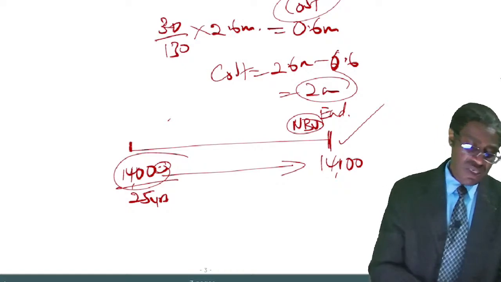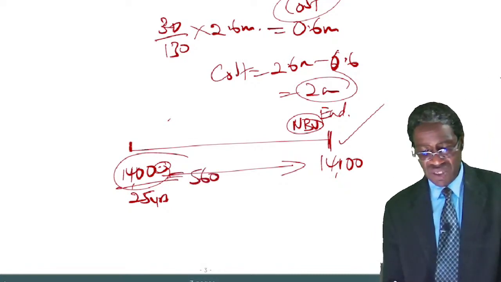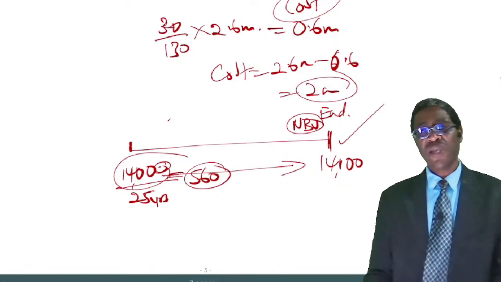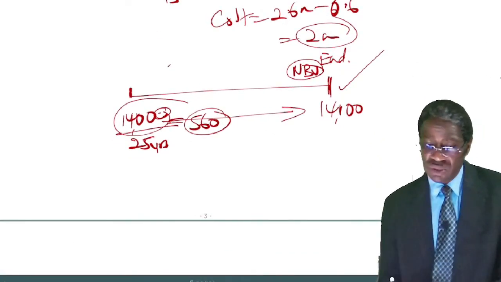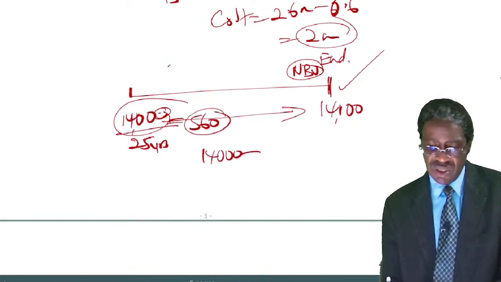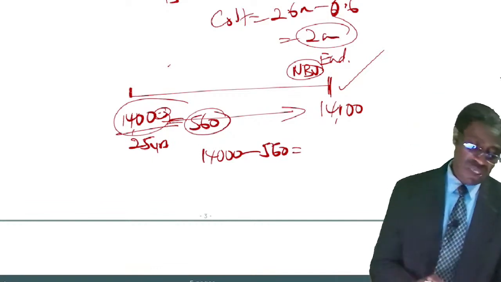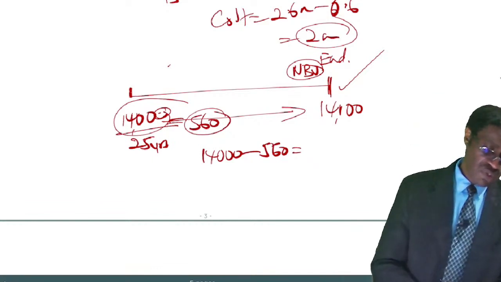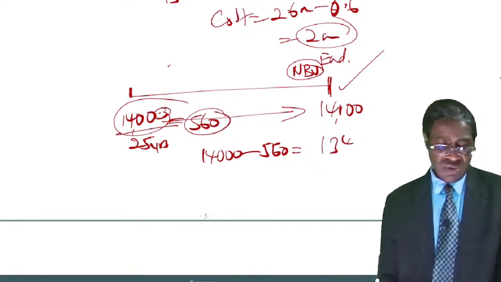Let me divide that 14,000 by 25 years. Every year, my building is losing 560. Because it's only 1 year, I can get the book value. I take that 14,000 minus 560, which is the depreciation charge for the year. I get how much? I'm getting a value of 13,440.